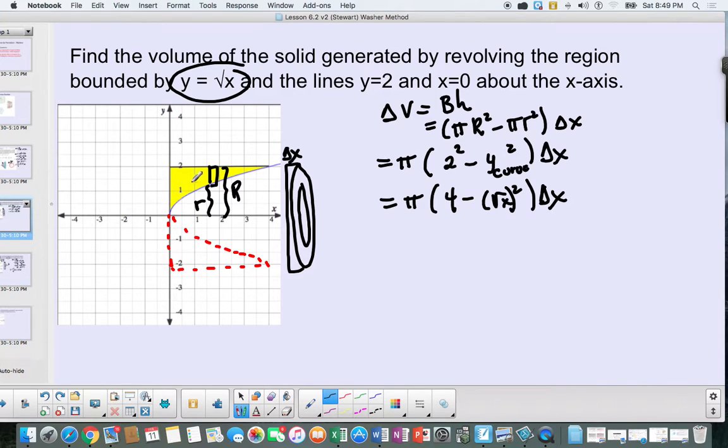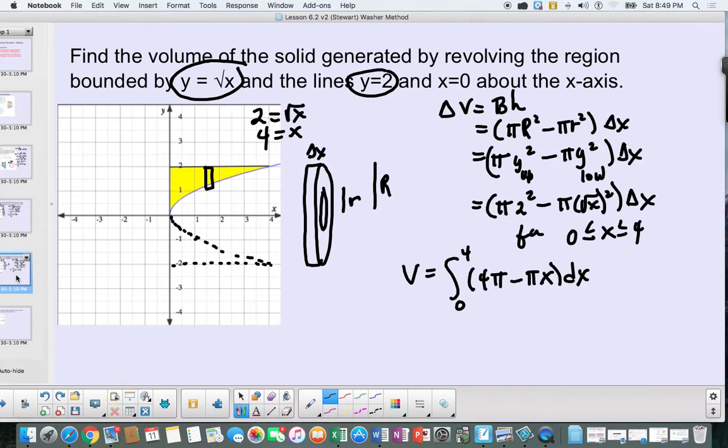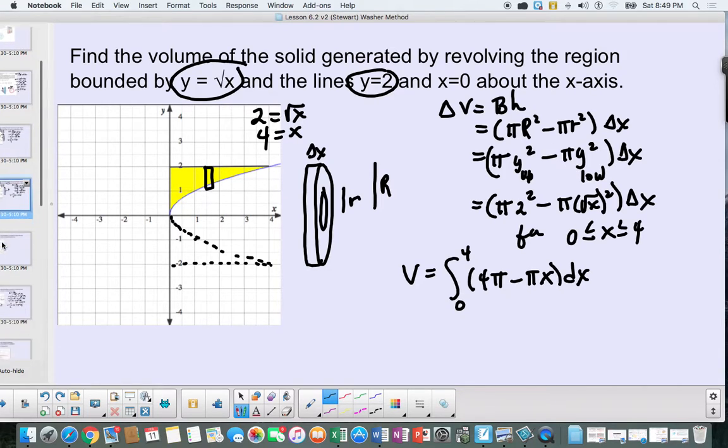Now the washers are going to be stacked from 0 to 4. And the reason I can do that is because I'm setting y equal to root x and 2. I'm trying to find the point of intersection, so root x is equal to 2, therefore x is equal to 4. So the volume will be from 0 to 4. If you want to take the pi, put it outside the integral, and then that'll be 4 minus x dx. And here's my solution again.